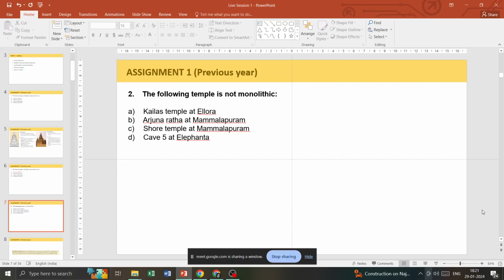We have four options: Kailash temple at Ellora, Arjun Rath at Mammalapuram, Shore temple at Mammalapuram, Cave 5 at Elephanta. So to be able to answer this question, first of all, we should be knowing how these four temples look like and what the term monolithic means here.